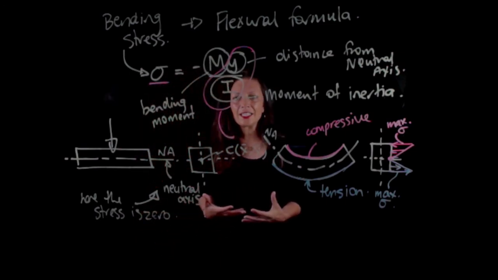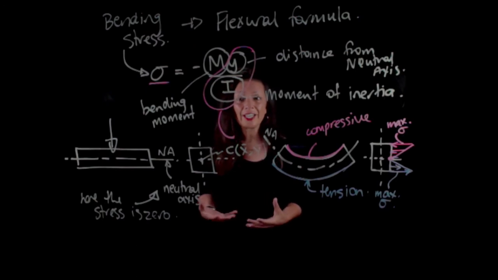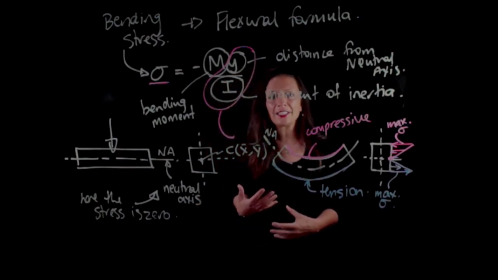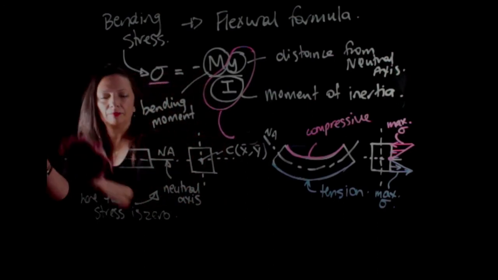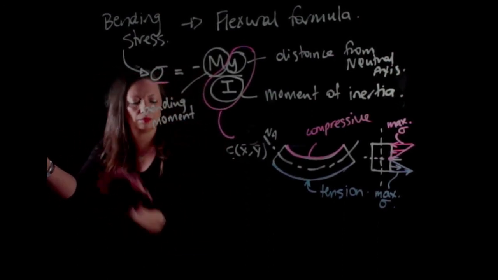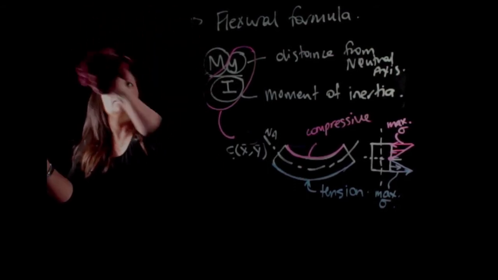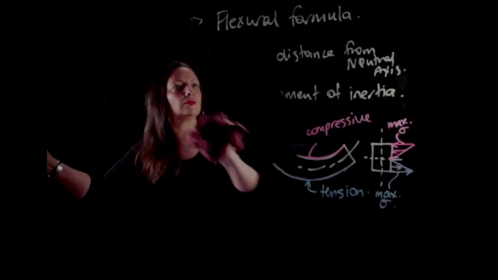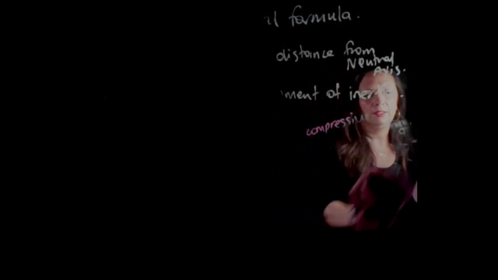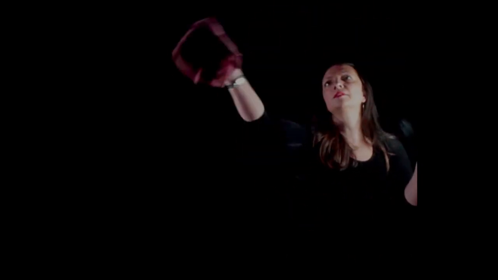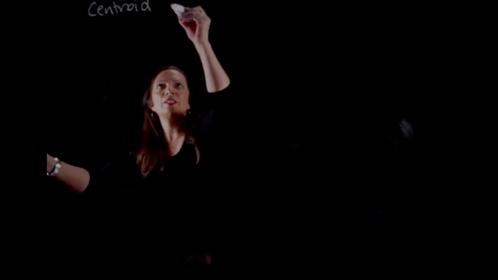So, first thing that we're going to take a look at is how to calculate the centroid, so the gravitational centre of the beam. And then we'll take a look at how to calculate the moment of inertia of the beam. Okay, so let's take a look at how to calculate the centroid.